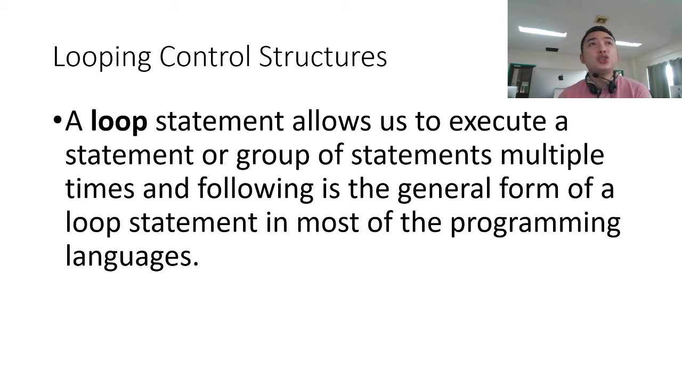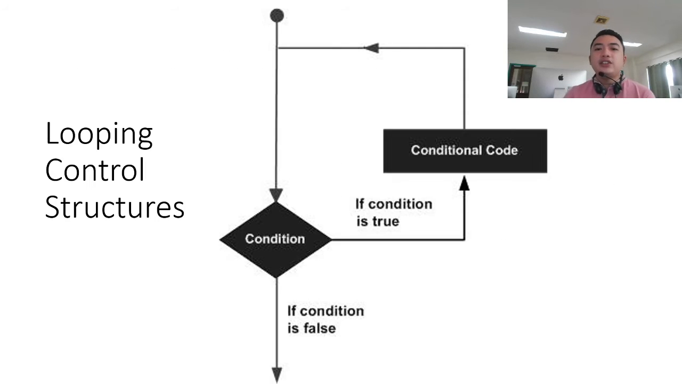By definition, a loop control structure or statement basically allows the programmer to execute a statement or group of statements multiple times, and following is the general form of a loop statement in most of the programming languages. This is the general form of the looping control structures in representation of a flow chart.